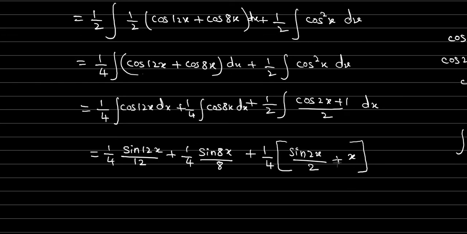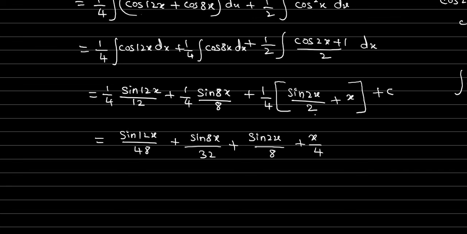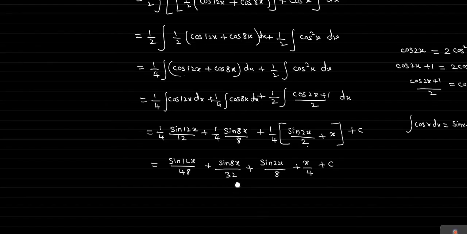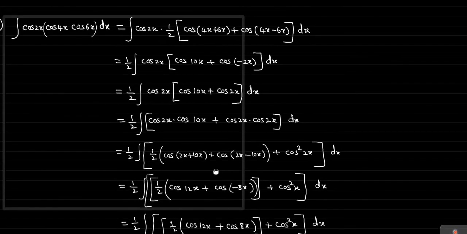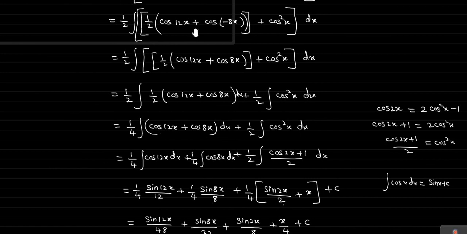So integration is done throughout the step. We can put plus c. Now 12 fours are 48, so sin 12x by 48 plus sin 8x by, 4 eights are 32, plus 4 and 2 will multiply, so sin 2x by 8 plus x by 4 plus c. So that's the whole solution of the third one. Okay, now we can move on to the next sum. The fourth one, we'll see what the given function is.